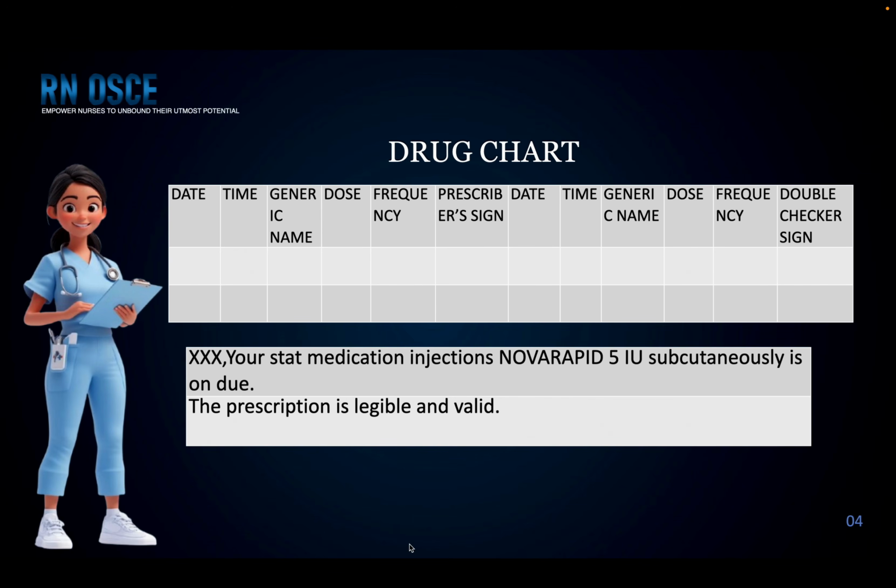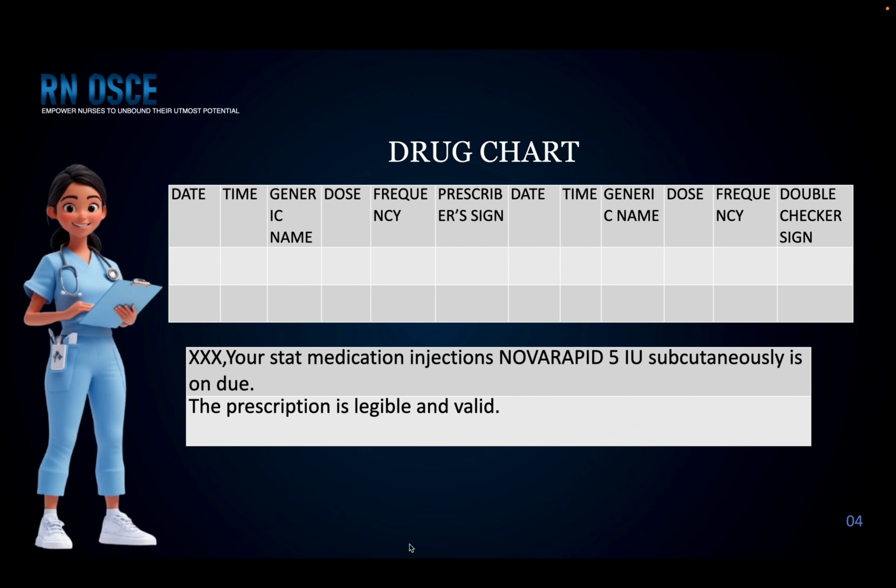Here you have to remember that in our recommendation, they clearly mentioned that please refer to the patient's file for specific details. That means you have to check inside the file for which medication is prescribed for your patient. Here, stat medication Nova Rapid 5 International Units subcutaneously is due. This prescription is legible and valid.